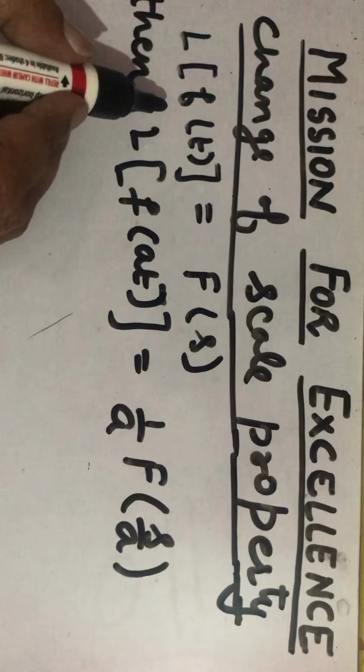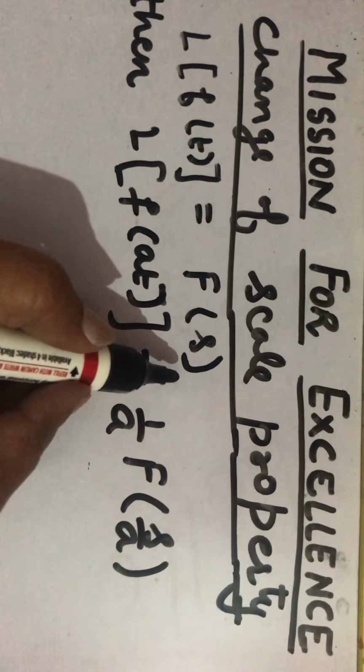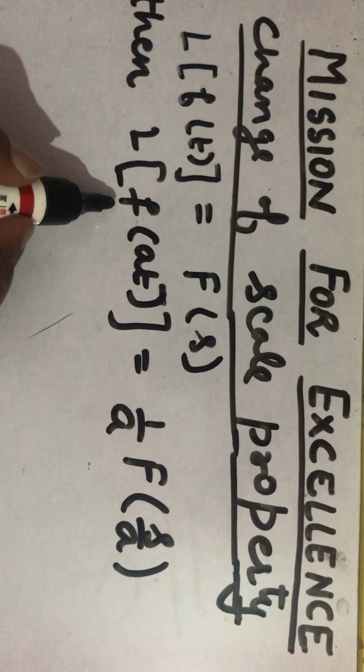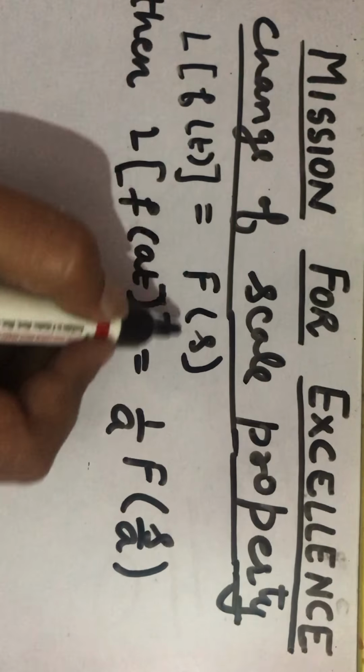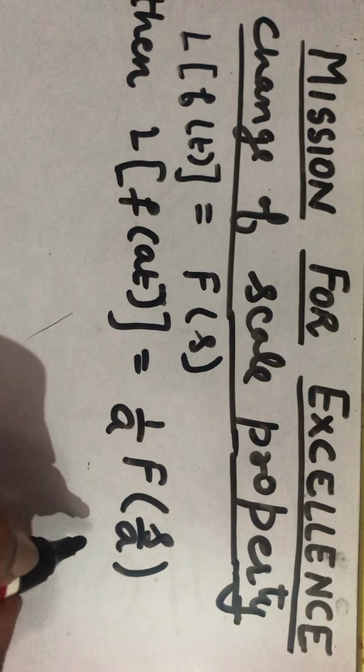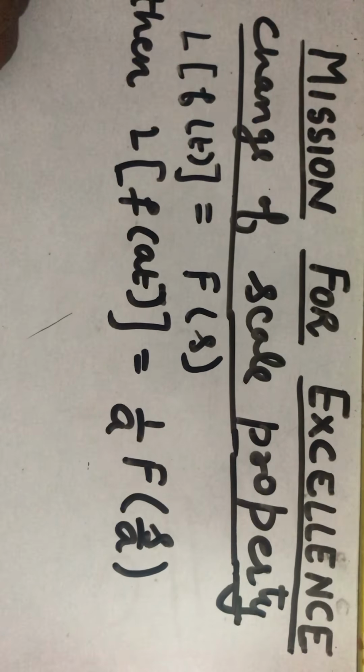It means if we know the Laplace transform of f(t), then we can find the Laplace transform of f(at). t का मल्टीपल अगर होगा तो जो पहले हमारे पास Laplace ट्रांसफॉर्म है उसको हम a से डिवाइड कर देंगे। Let us prove this property.